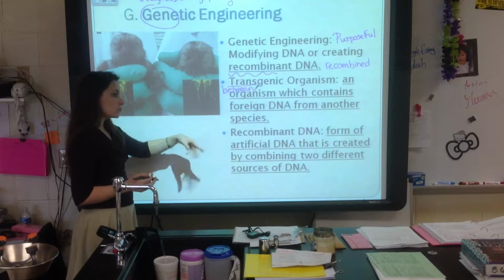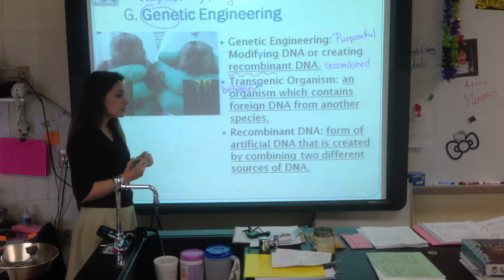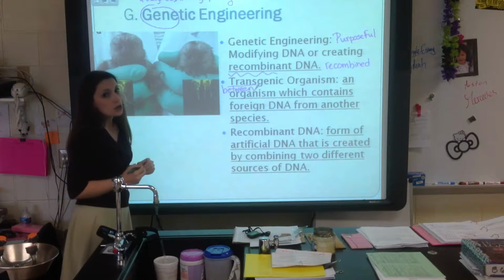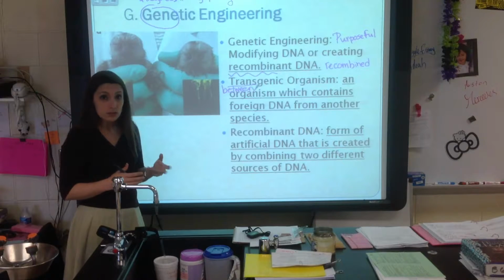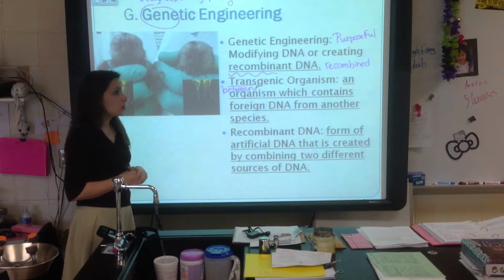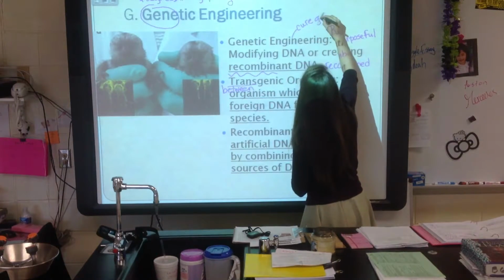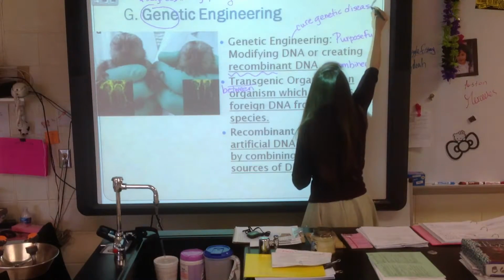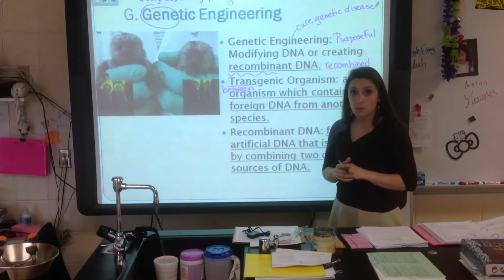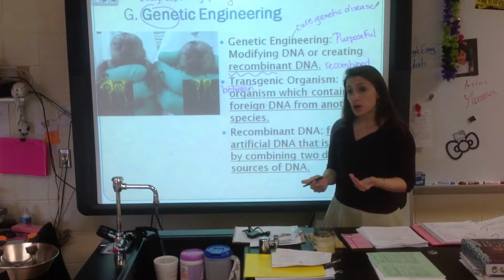So it's sharing DNA between organisms. And the way that we do that is we make this new DNA. Recombinant DNA is artificial DNA that is created by combining two different sources of DNA. So it's not like genetic engineering is going to give humans wings or gills. That's not why we're looking at genetic engineering. Genetic engineering is mostly being looked at to cure genetic diseases. But genetic engineering is really difficult because we can't just go in there and do surgery on your DNA. It's a lot more complicated.